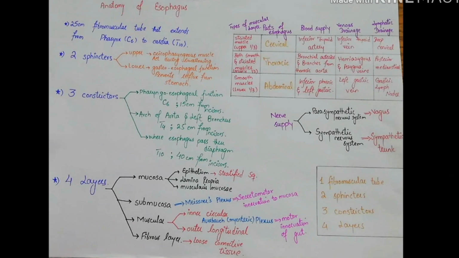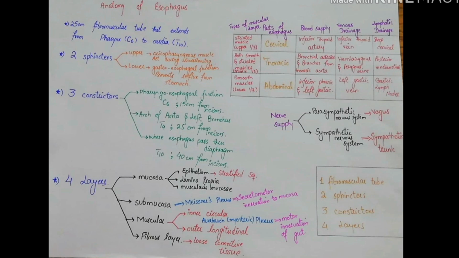Now, talking about the four layers, the important question is why do we need to learn about these layers? The answer is that knowledge of these layers helps us to quantify, on endoscopic ultrasound, the T stage of esophageal carcinoma. Number one, there is the mucosa, then the submucosa, then the muscularis layer and the fibrous layer. The mucosa is further divided into three subdivisions: epithelium, lamina propria, and muscularis mucosae. The epithelium of the esophagus is stratified squamous epithelium.